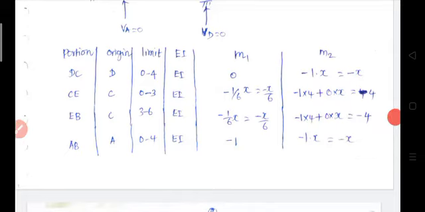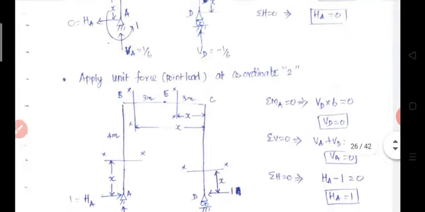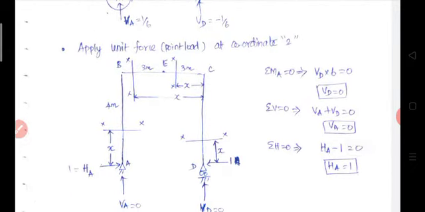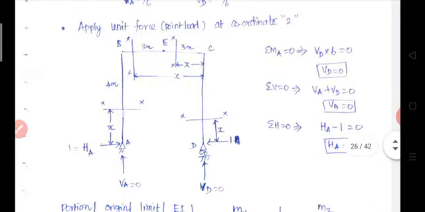Now determine the M2 value. For this we should apply unit force at the second coordinate direction only. For M1 we applied a moment, that is unit force in the assigned coordinate direction 1 only. So, for M2 remove that applied moment in the previous case. Now, we apply a unit force in the assigned coordinate direction 2 only. Now determine the bending moment for each and every portion.